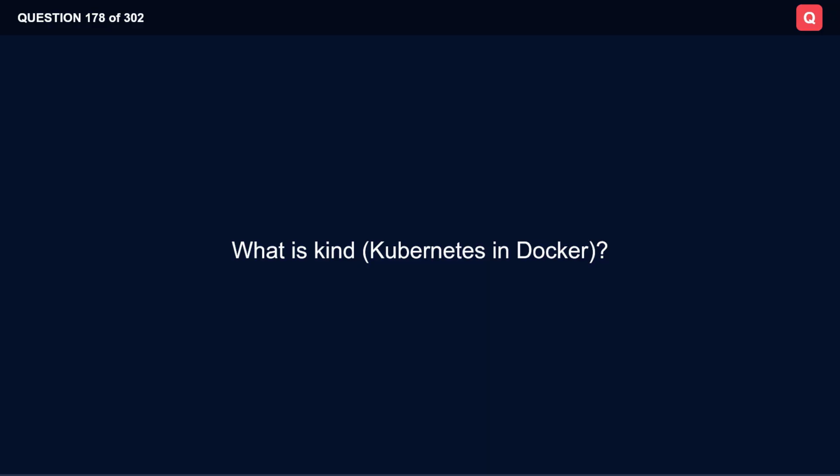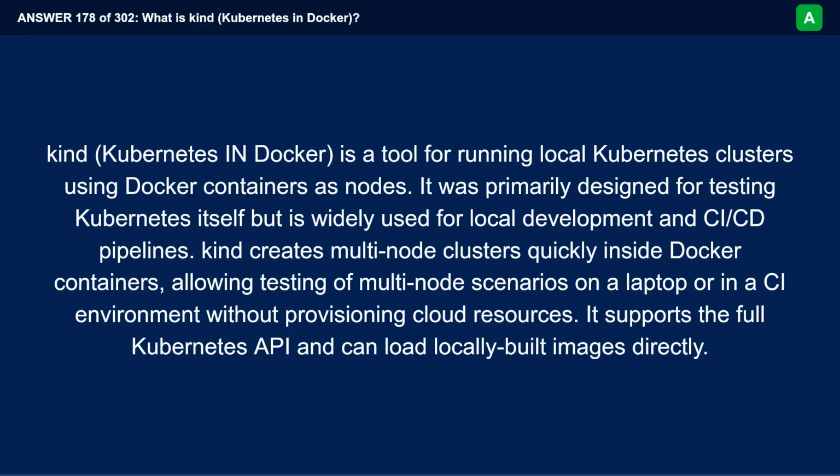What is Kind, Kubernetes in Docker? Kind is a tool for running local Kubernetes clusters using Docker containers as nodes. It was primarily designed for testing Kubernetes itself, but is widely used for local development and CI/CD pipelines.